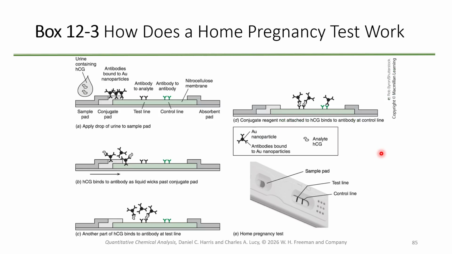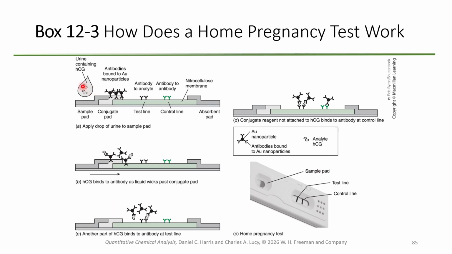Okay, so let's talk about how a home pregnancy test works. So this is going to be your urine containing HCG. This is your sample pad right here that you apply it to. And it has antibodies bound to silver particles right here. This is going to be the antibody to analyte right here, which is the test line. And this is going to be your control line, which is the antibody to antibody. This portion is a nitrocellulose membrane. This is another absorbent pad right here. And this is what's called the conjugate pad.